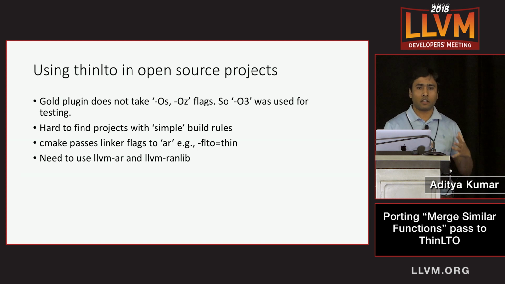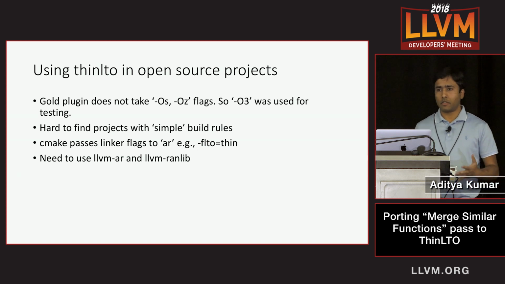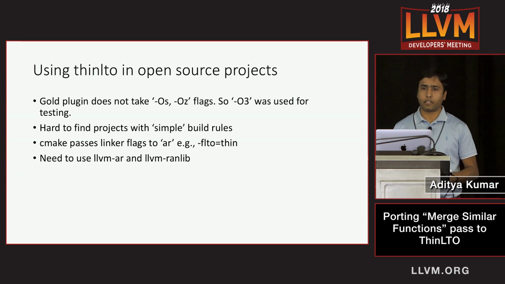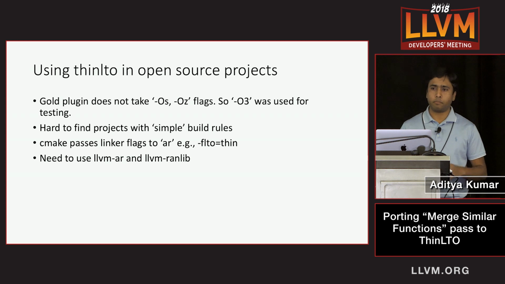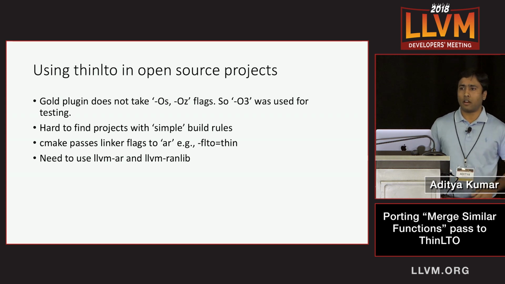The other parts are like the archiver and the ranlib. We need to use LLVM AR and LLVM ranlib. And then we have to deal with the quirks of the build system. For example, CMake is pretty simple to understand, but it adds link flags to the archiver.